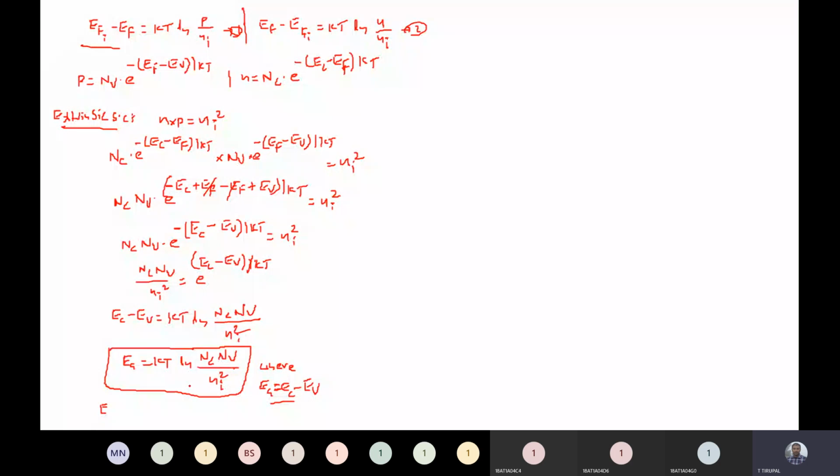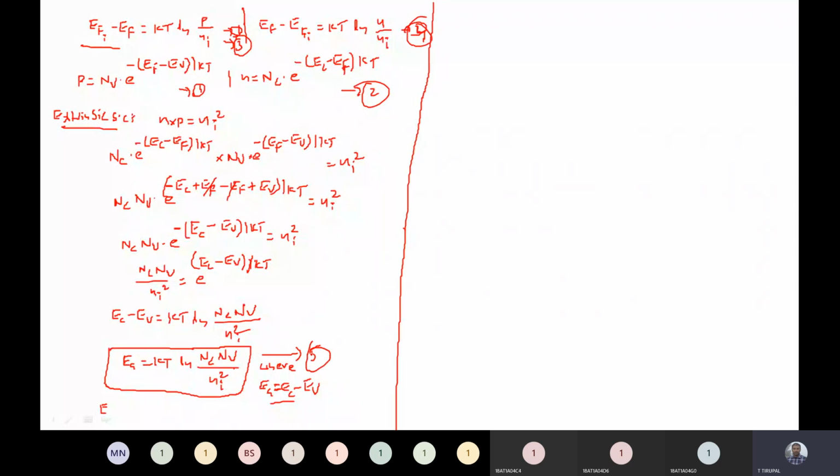Right? Now, what will be the other equation? The other equation will be like this. Okay, this is for EG, KT ln NC NV by Ni square. Now, let us go for the other equations. The following equations are all very important. This is the first equation, this is the second equation, and this one is the third equation. Shift in Fermi levels is the fourth equation, and this is the fifth equation.